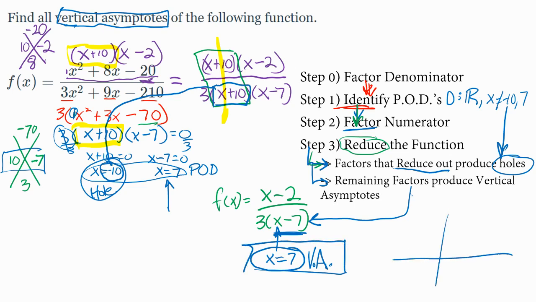And what that means is on the graph, when I go to graph it at 7, I would put a vertical dashed line, because right there the graph either approaches positive infinity or negative infinity for both sides. We're heading that direction. That's a conversation for another day, but that's where we are going.